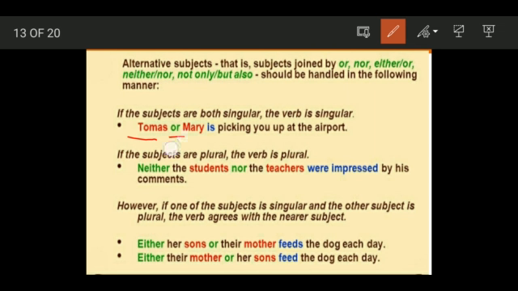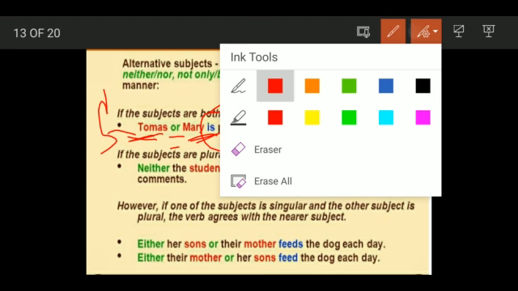If or is used and both these subjects are singular, Thomas is only one person, Mary is also one person. Both are singular, so we will write a singular verb.